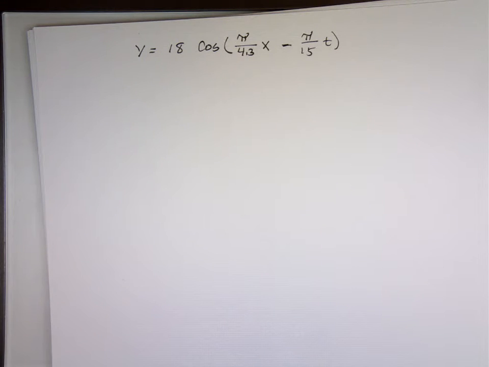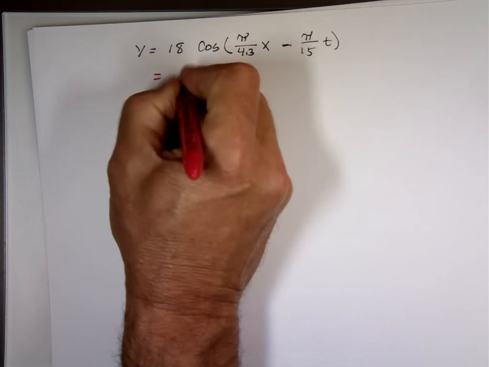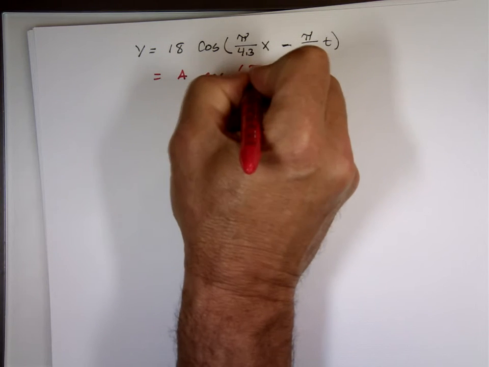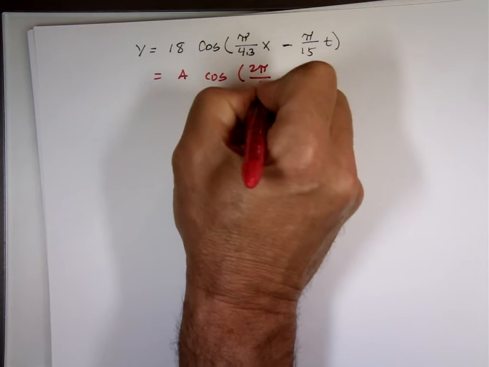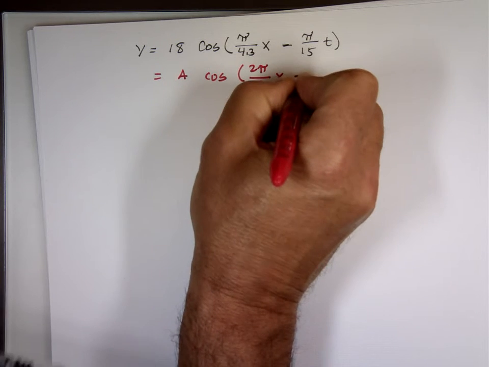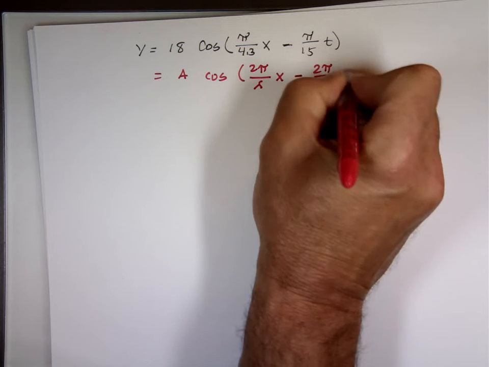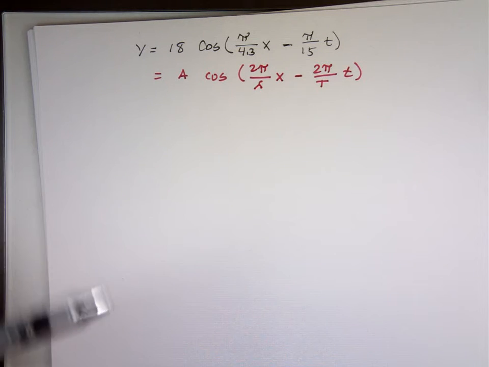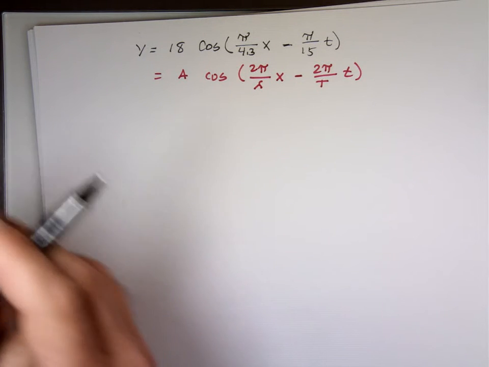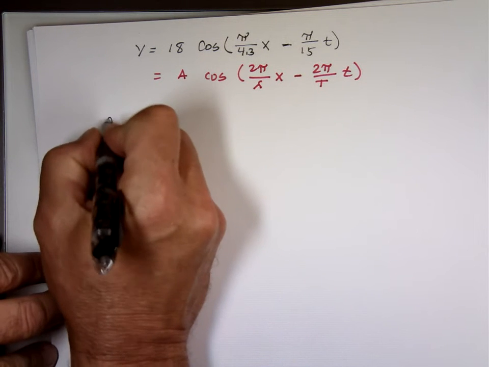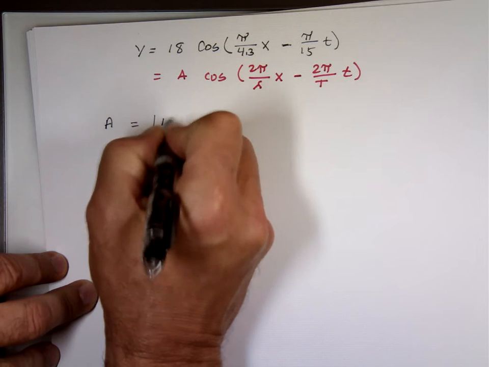And again, the standard form for a periodic function is a cosine of 2 pi over lambda times x minus 2 pi over T times t. So the next question they're asking us, what is lambda? So we know the amplitude A is the absolute value of 18, which is 18.